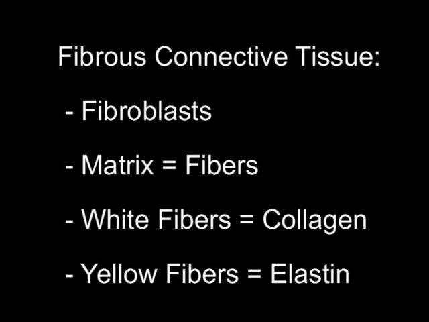The fibers are either white or yellow. White fibers are made from a protein called collagen. White fibers tend to have a fixed length. White fibers are not very easily stretched. Yellow fibers are made from a protein called elastin. Yellow fibers are elastic. They can be stretched, and then they can snap back like a rubber band.